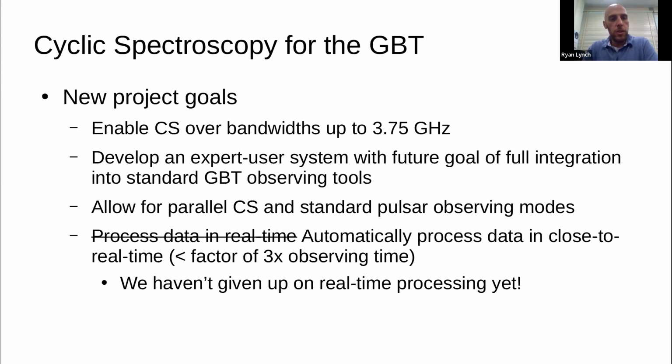So we switched course a little bit. Pretty much everything is the same, but what we're now working on, rather than a completely real-time system, is a system that automatically processes the data in close to real time. Close to real time here means about a factor of 3 or maybe slightly less than whatever your observing time is. So if you observe for an hour, the data will be ready within 3 hours, kind of thing. And that's the approach that we're taking now. But I'll point out that we haven't given up on real-time processing just yet. We're focusing on getting something that will be useful and get science out before we go back and try and solve some of the bottlenecks in the real-time processing.